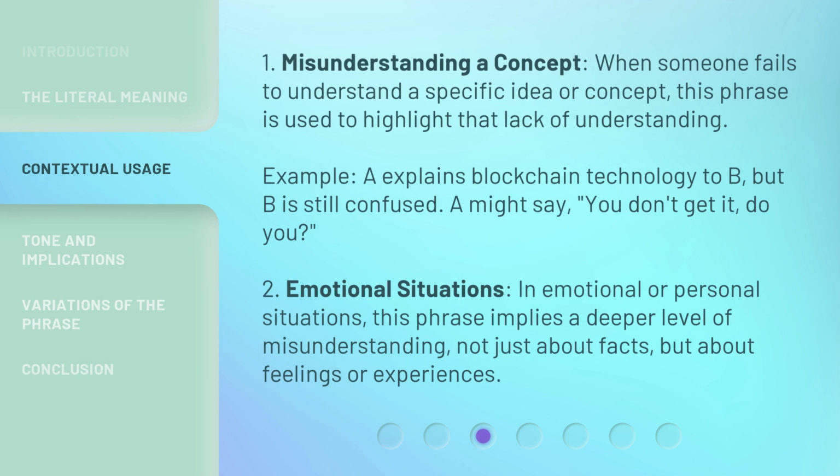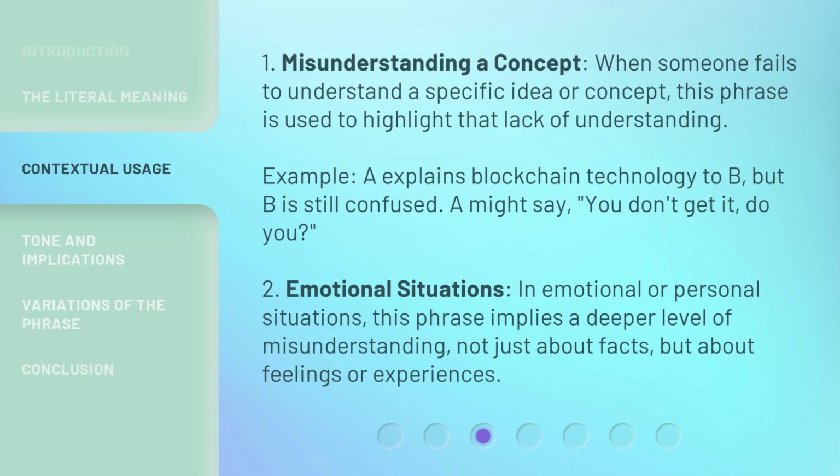1. Misunderstanding a concept. When someone fails to understand a specific idea or concept, this phrase is used to highlight that lack of understanding. Example: A explains blockchain technology to B, but B is still confused. A might say, "You don't get it, do you?"